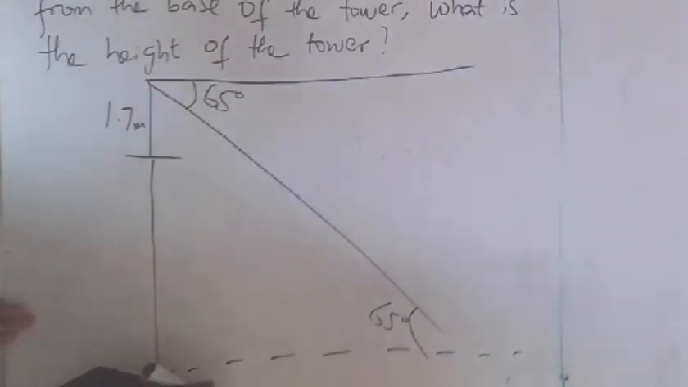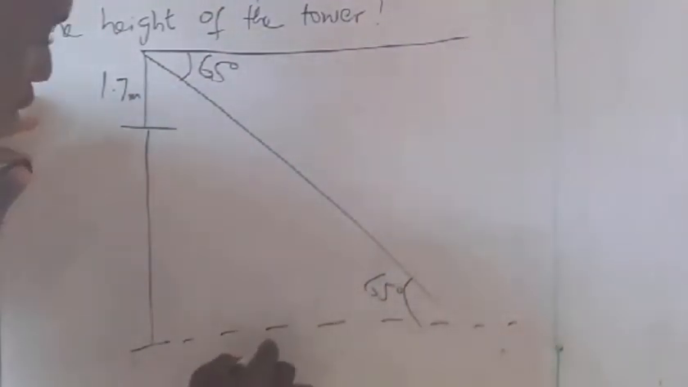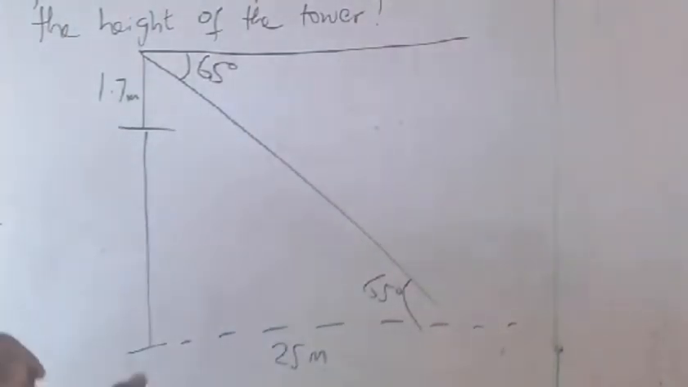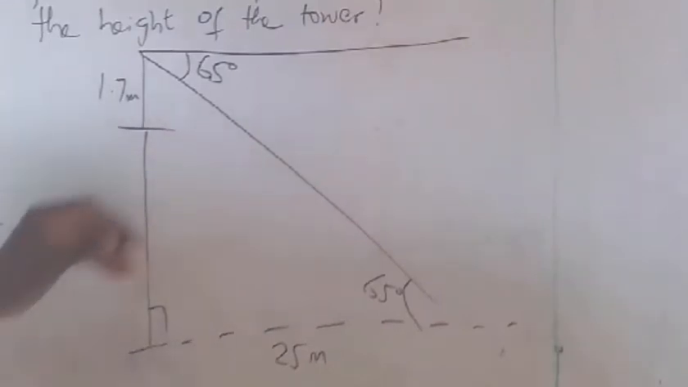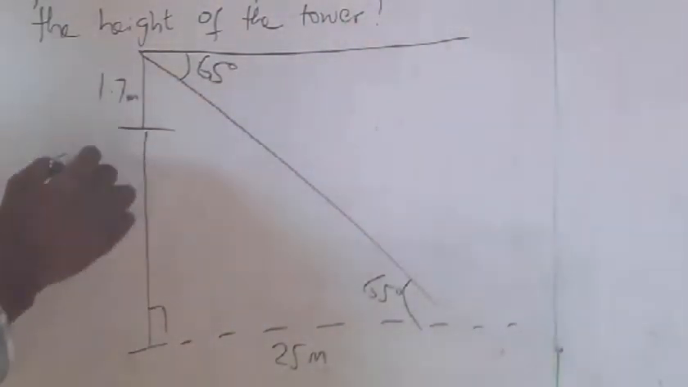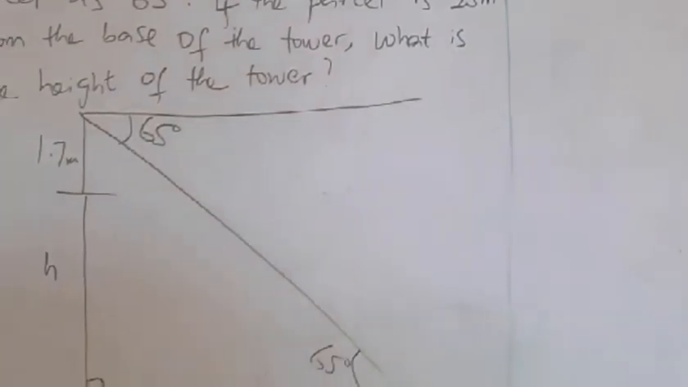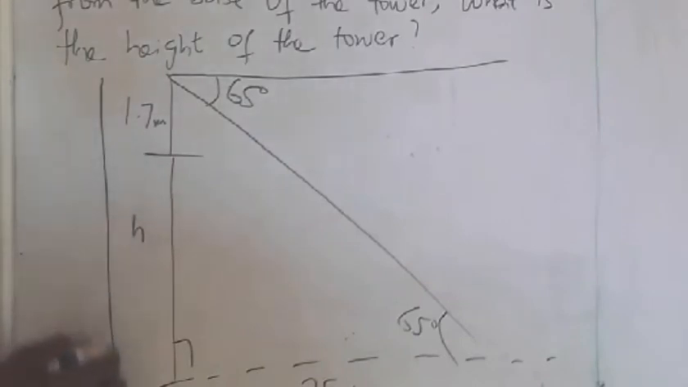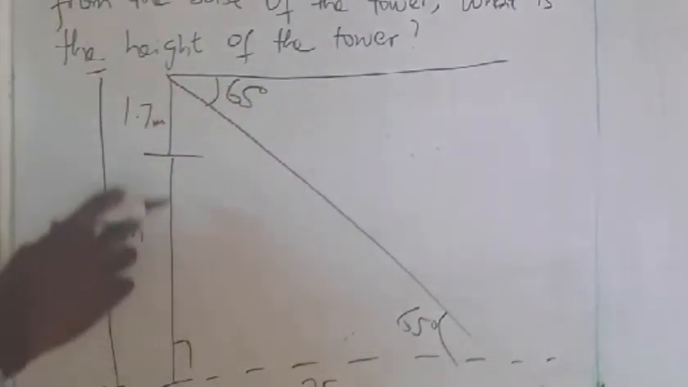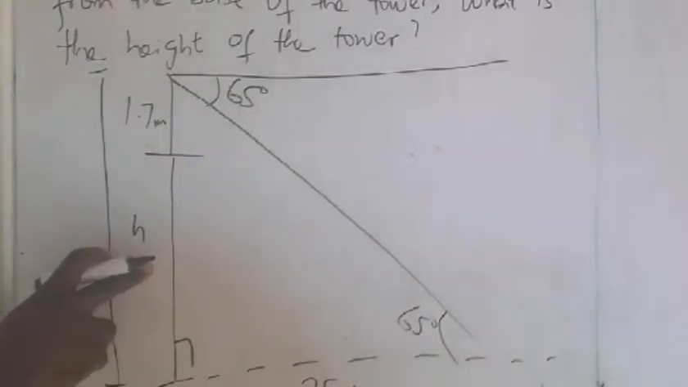Now, if the parcel is 25 meters from the base of the tower, this is the tower, and this is the base of the tower. The distance there is 25 meters. We want to find the height of the tower. To solve this, we can find the whole height, and after getting the whole height, we subtract 1.7 meters from it to get the height of the tower.